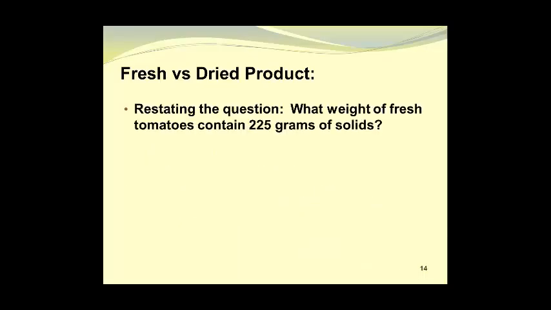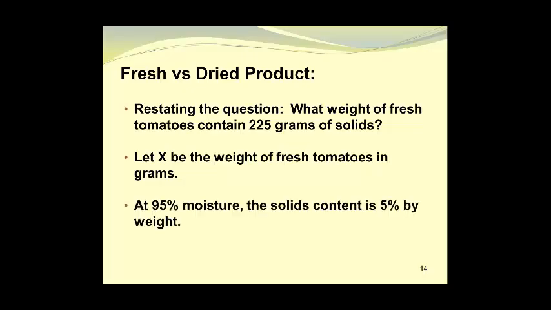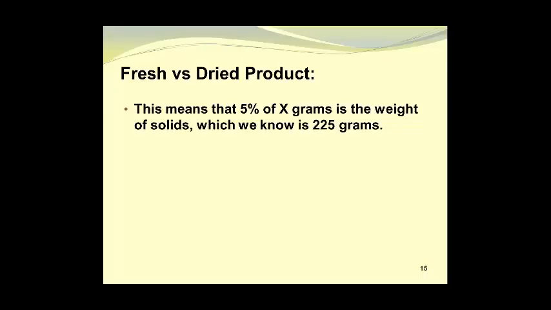225 grams of solids? So we'll restate the question at the top of this slide so you can follow through with the calculations, and we're going to let X be the weight of fresh tomatoes in grams. At 95% moisture, the solids content is only 5% by weight. This means that 5% of X grams is the weight of solids, which we know is 225 grams. So we can then say that 5% of x, which we write as 0.05x, is equal to 225 grams.